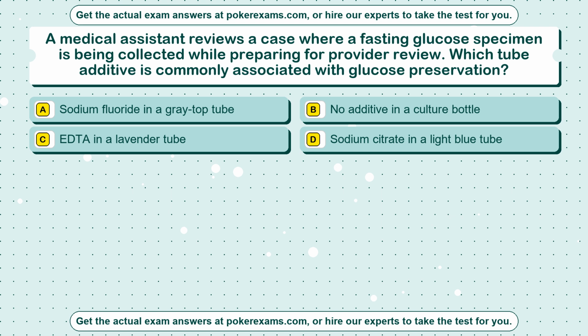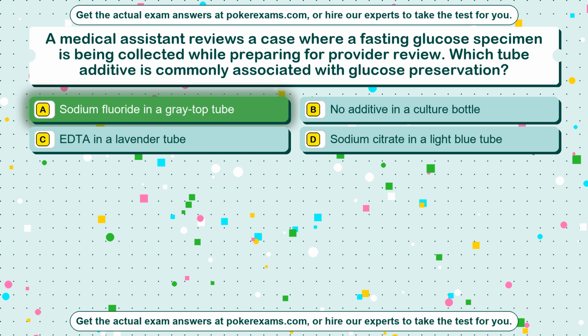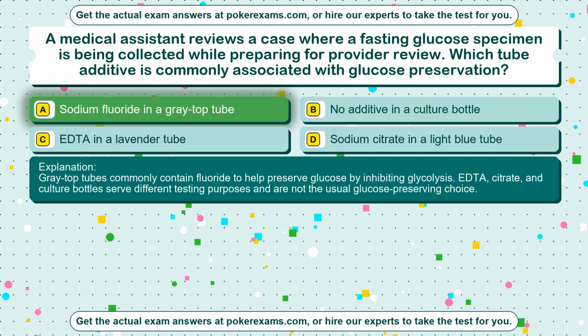Option B, no additive in a culture bottle. Option C, EDTA in a lavender tube. Option D, sodium citrate in a light blue tube. The correct answer is option A, sodium fluoride in a gray top tube. Gray top tubes commonly contain fluoride to help preserve glucose by inhibiting glycolysis. EDTA, citrate, and culture bottles serve different testing purposes and are not the usual glucose preserving choice.